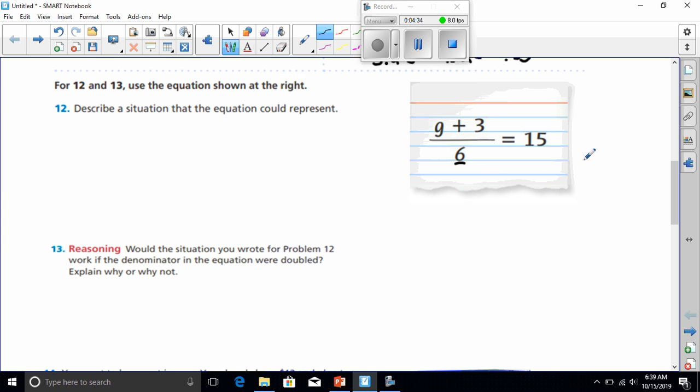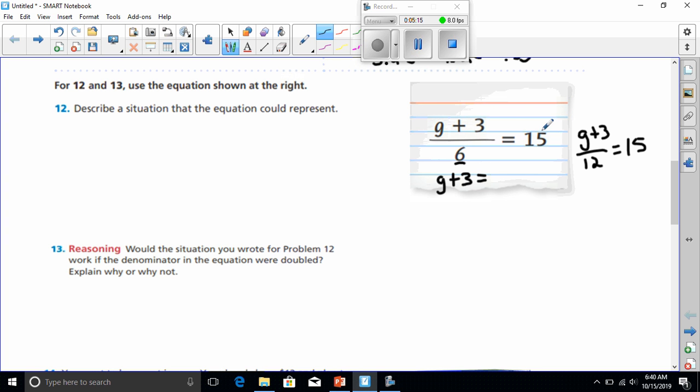See, if I was solving this equation, it said, would the situation you wrote for problem 12 work if the denominator in the equation were doubled? Well, in this equation, I'll be solving for G, right? So if I were to do it for 12, I'd be solving for G with 12 instead of 6. I know that sounds confusing, but let's look at it this way. If I'm dividing by 6 over here, I'd have to multiply by 6. So I'd have a new equation of g plus 3 equals, well, 15 times 6.